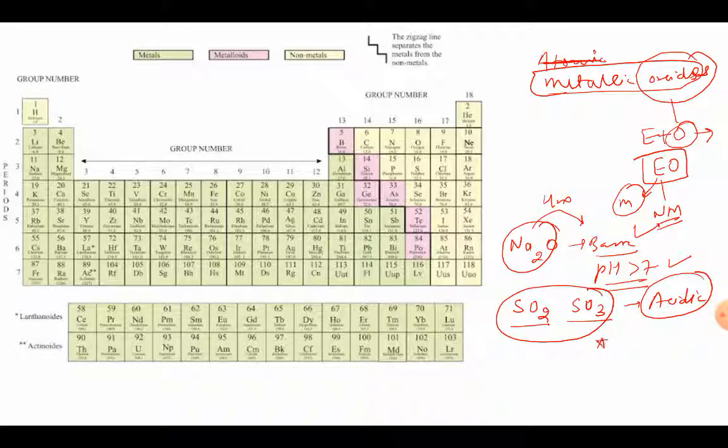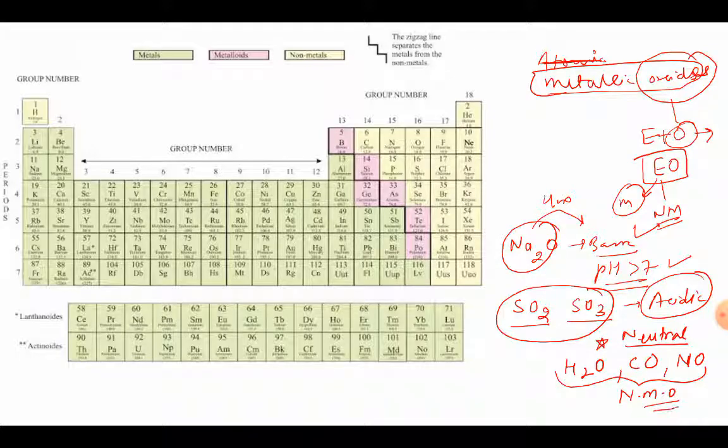But here we need to understand one thing, that there are certain non-metallic oxides which are neutral also. Okay, for example, the oxide of hydrogen, which we generally call water. So water is neutral, right? And carbon monoxide, which is the oxide of carbon, and the oxide of nitrogen, which is nitrous oxide. So these are three examples of non-metallic oxides, but they are neutral, and the pH in these cases is going to be 7, right?